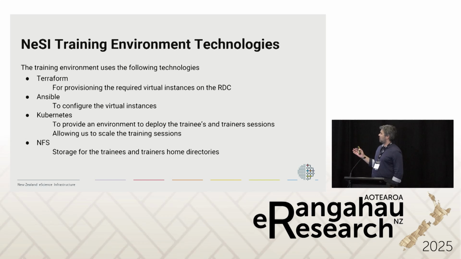So just the basic technology that we're using, Terraform, that provisions all the virtual machines. Ansible is what we use to configure those machines. And then instead of using a standard deploying it to an HPC environment, we actually deploy it to a Kubernetes environment via Cluster API. And then we've just got basic NFS for storage in the home directories.